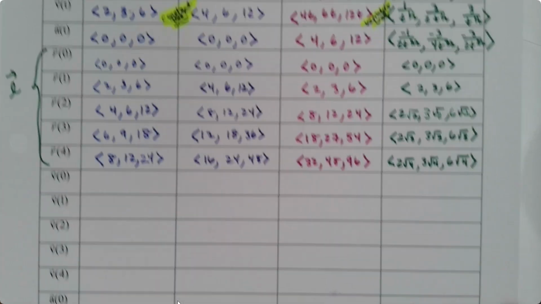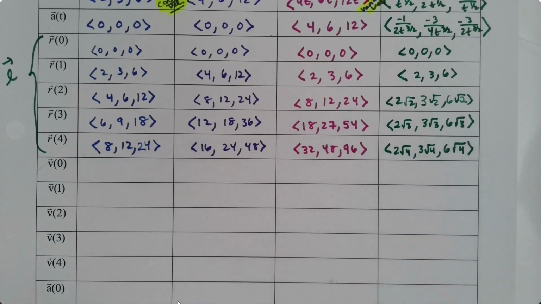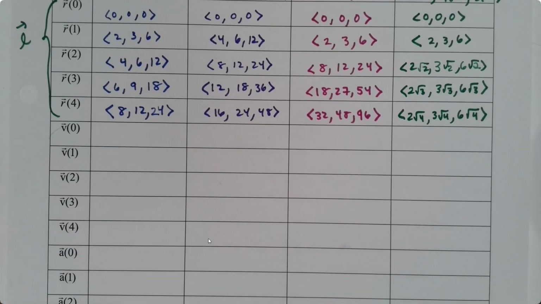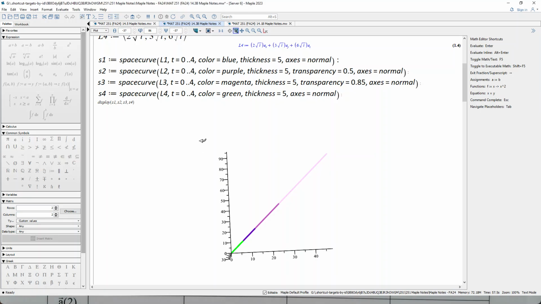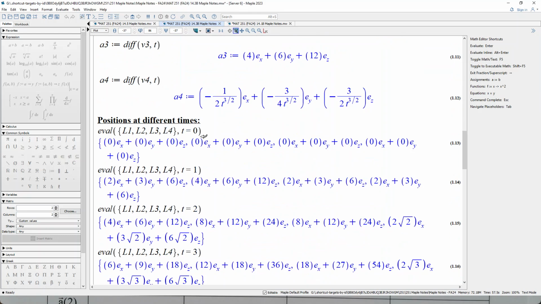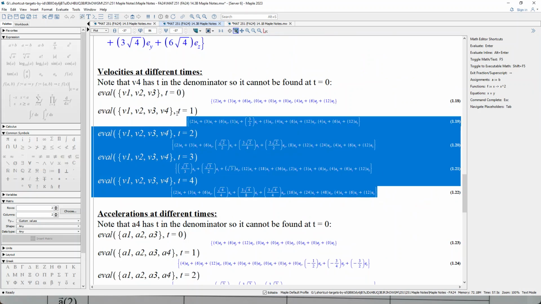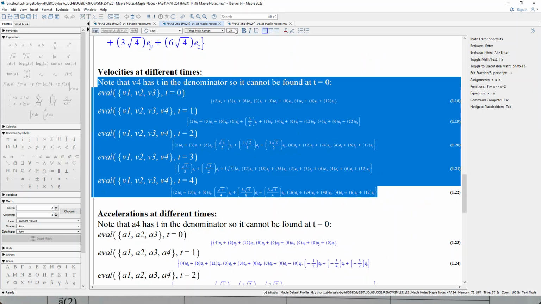Okay, so that was all the positions. So you can see they all are the same ratio. So now what about the velocities? Well, I just took Maple and said, hey, find the velocities for those 4 parameterizations. And those values, there's the positions, there's the velocities. So let me make them all bigger. And then we're just going to write them down on the table.